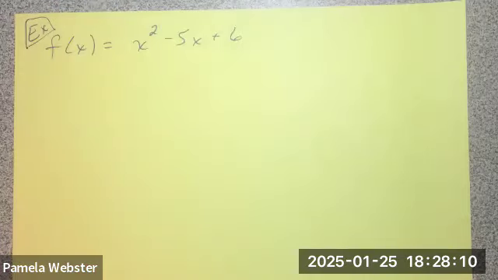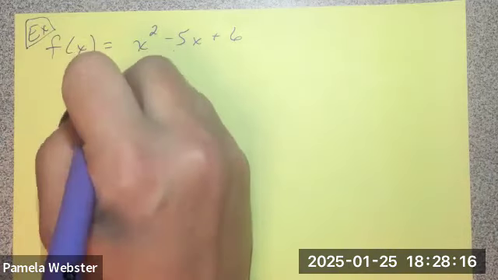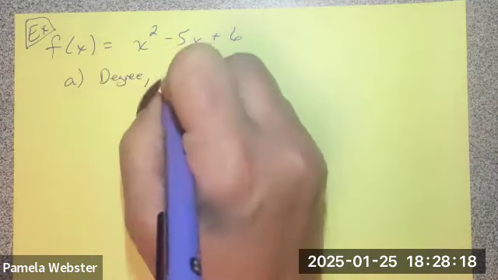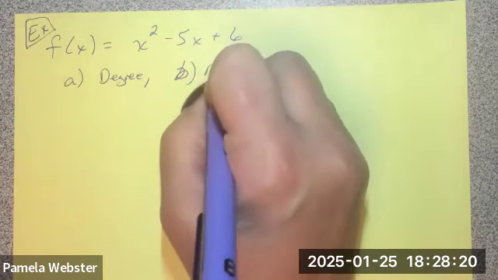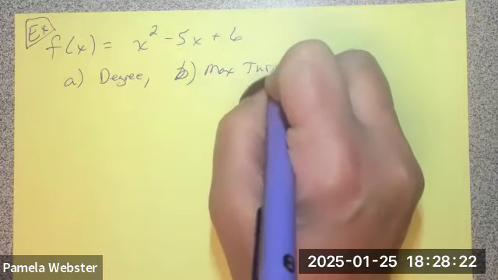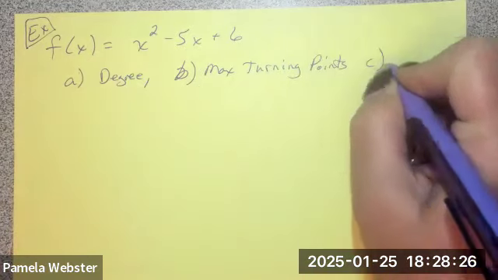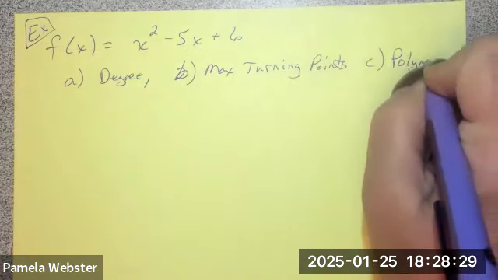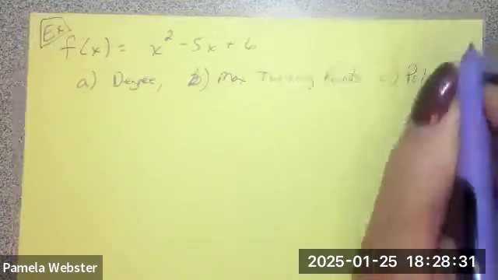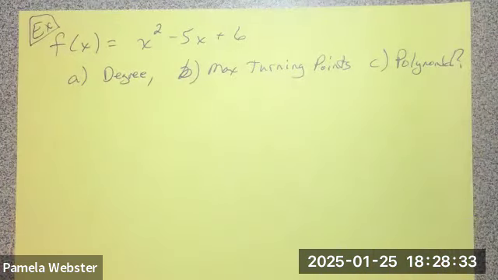Okay, you work on this one by yourself. I want to know 3 things. I want to know the degree. I want to know the maximum turning points. And I want to know if it's a function. I'm sorry, a polynomial. Okay, so push pause, work on it for yourself. Just a minute, won't take you long. And let me know what you think.